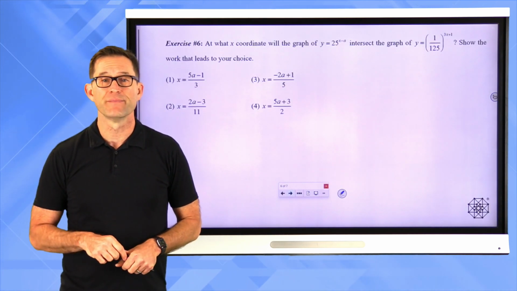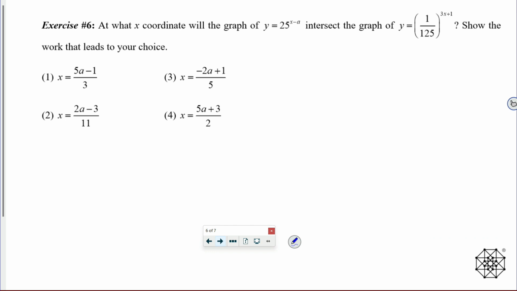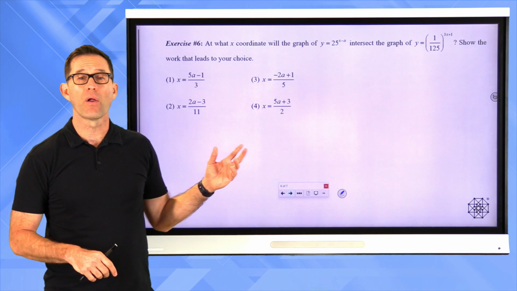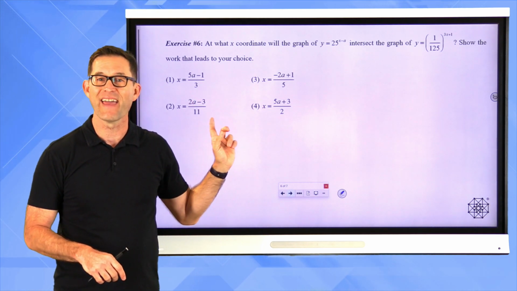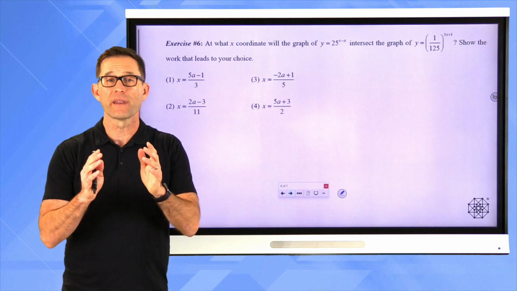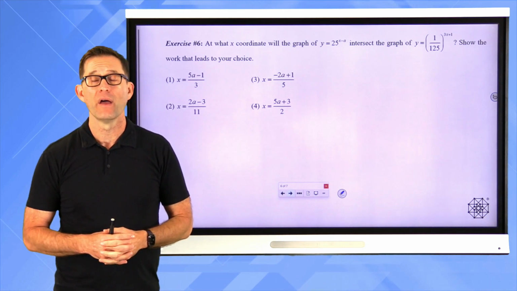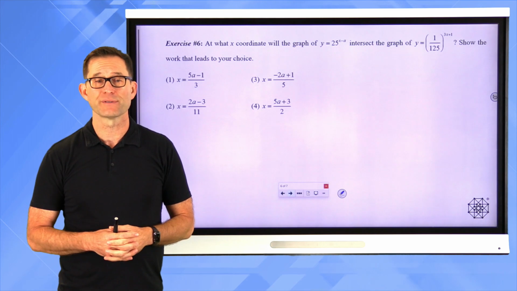Exercise number 6. At what x-coordinate will the graph of y equals 25 to the x minus a intersect the graph of y equals 1 over 125 to the 3x plus 1? All right, and notice that all of our choices involve x equaling some expression that has an a in it. So what I'd like you to do is pause the video now and see if you can figure out the correct choice.